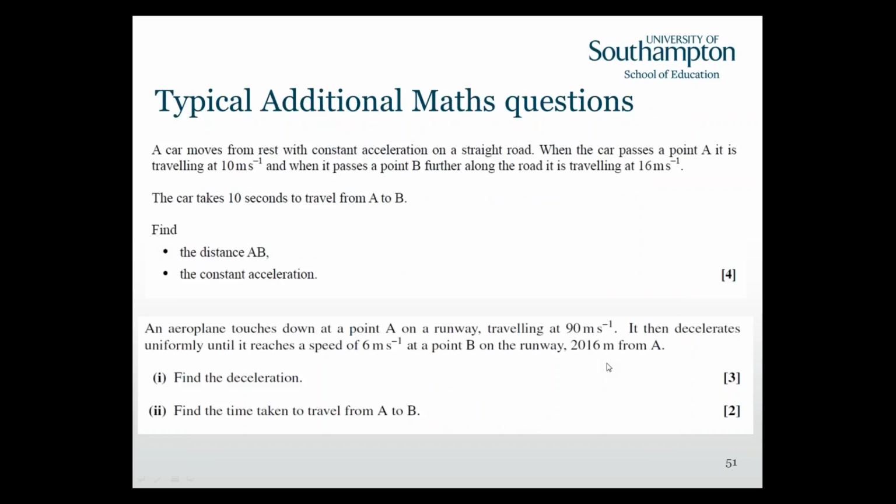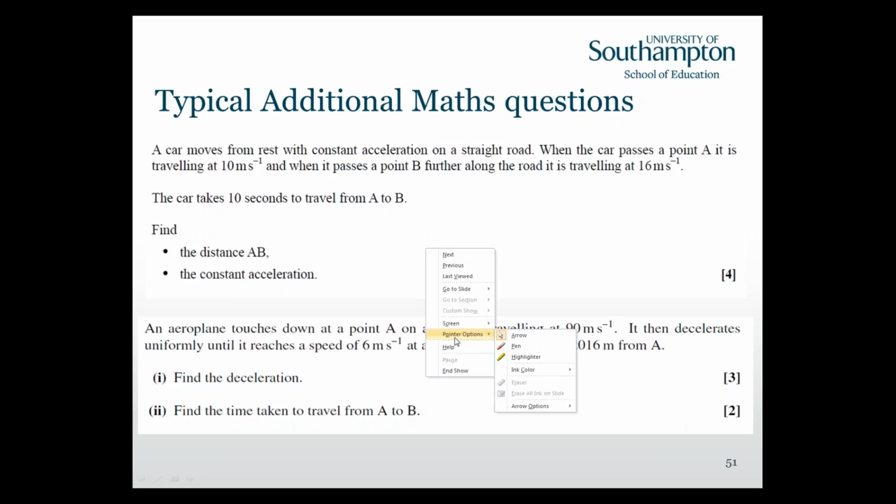So a typical question, this is from additional maths. I need to look up now the papers. They should hopefully now be published for this summer. The car moves from rest with constant acceleration on a straight road. When the car passes point A, it's travelling at 10 metres per second. When it passes point B, further along the road, it's travelling at 16, and it takes 10 seconds to travel between them. So you're asked to find the distance and the acceleration.